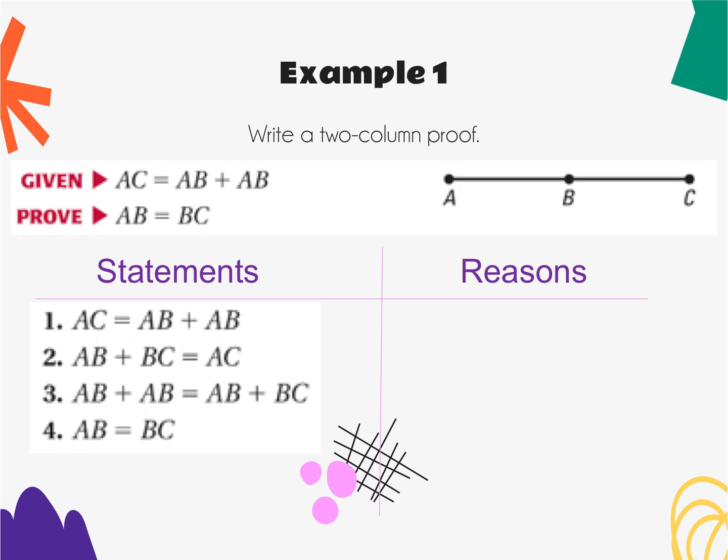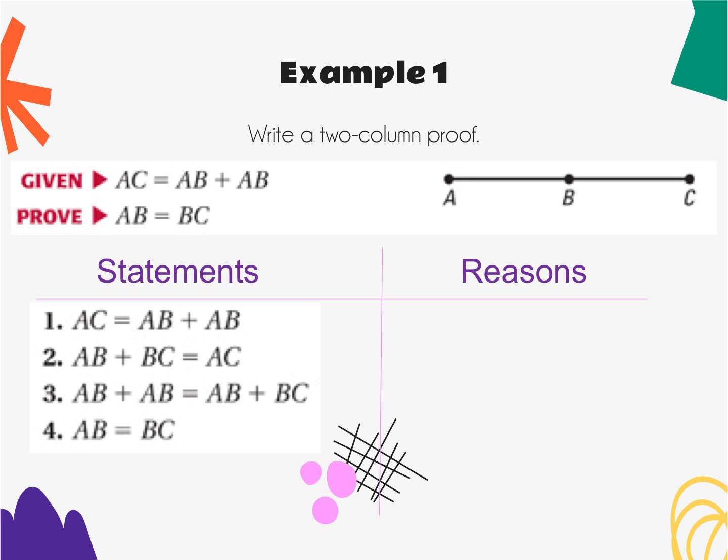All right, so looking at our first example of proof, please follow along. Given AC equals AB plus BC, they want us to prove that AB is equal to BC. So that's where we're trying to end up. Please try and follow along with how this is written. Always look at your previous statements that you used to help you if you need it.